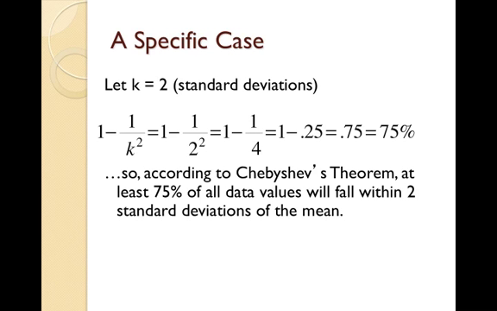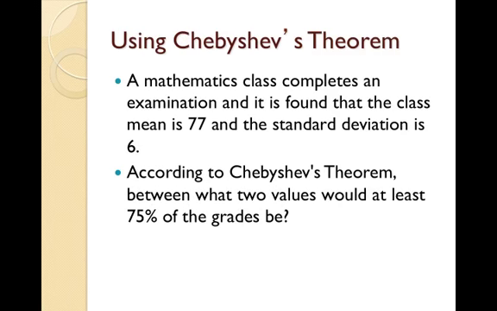So if you know the mean and the standard deviation, you just double the standard deviation, subtract it from the mean, and then go back and add it to the mean, and then you have a lower bound and upper bound for at least 75% of the data values. Okay, so let's look at that in action.